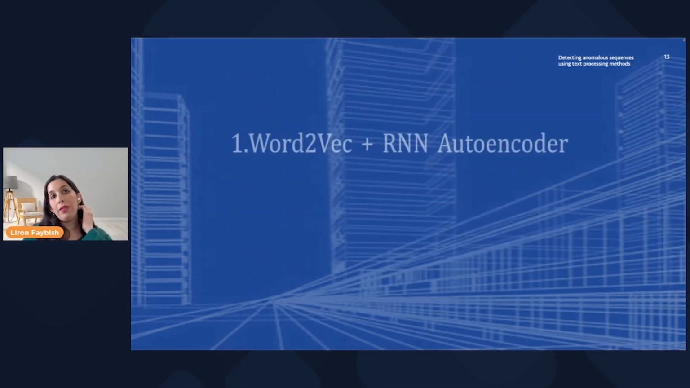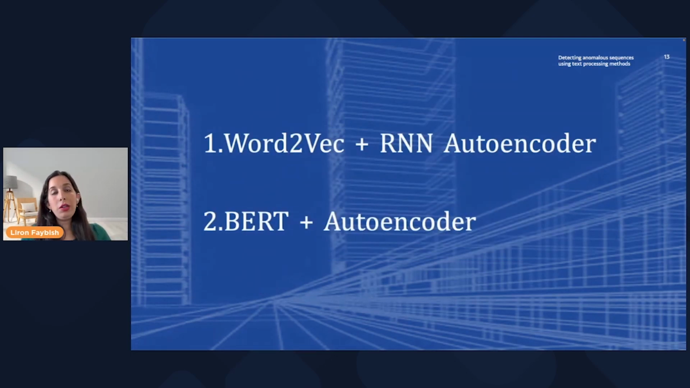So at the end, we have two options. One is using word-to-vec and RNN autoencoder, and the second option is using Bert with a regular autoencoder, since Bert can produce one vector per sentence, and there is no reason to use the RNN autoencoder, and we can use the regular one.